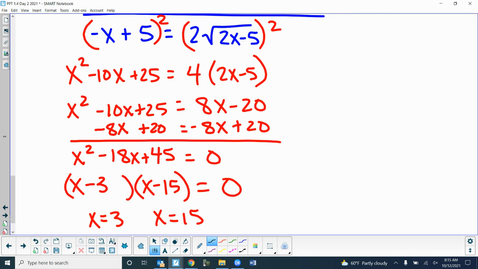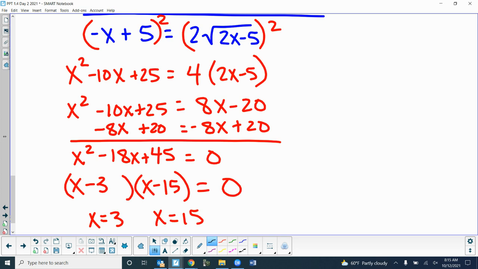Again, it's not stuff you can't handle. It just takes some time. You guys know how to FOIL. You know how to distribute. You know how to get stuff by itself. Okay? Questions? All right, we good on the square root ones, the radical ones? No questions?